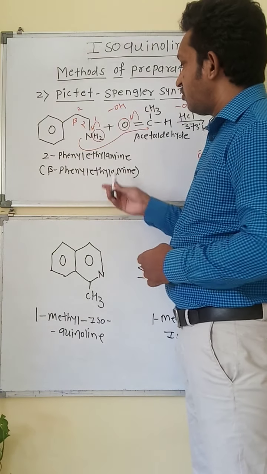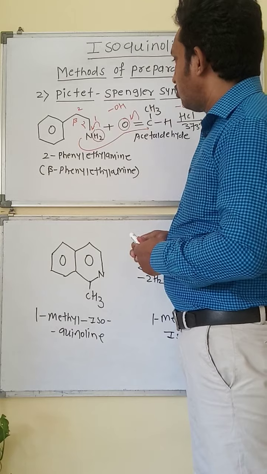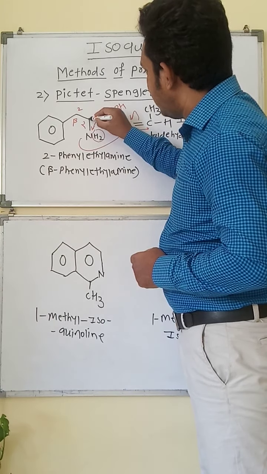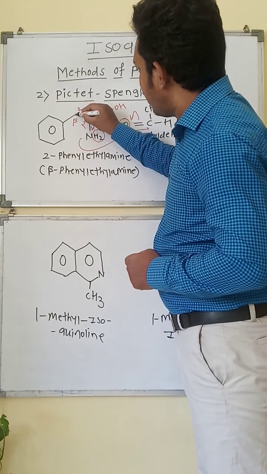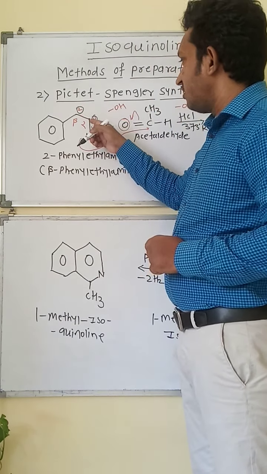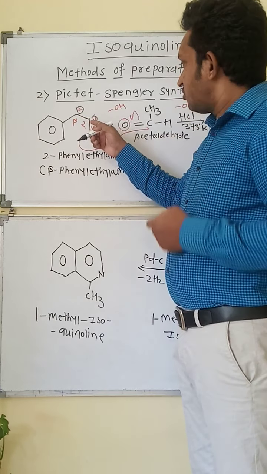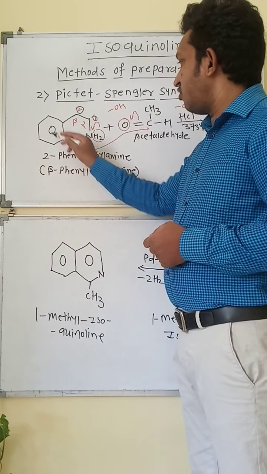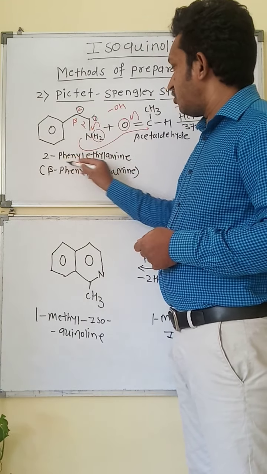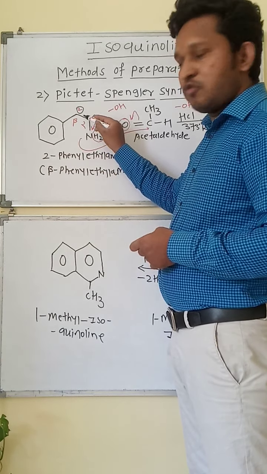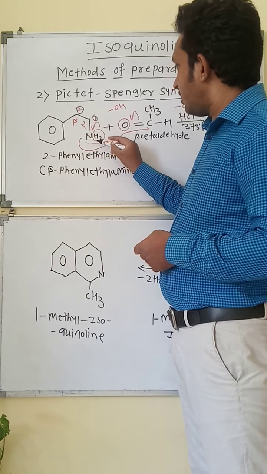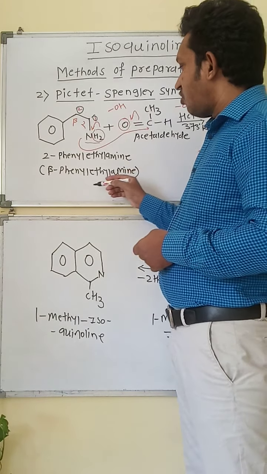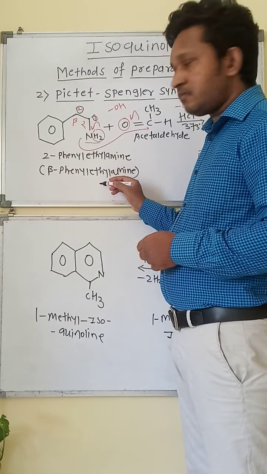Look at the structure of 2-phenylethylamine. 2-phenyl means a phenyl group at the second position. Suppose this carbon is first number, and this carbon is second number of ethane, it is CH2. The second number carbon has the attachment of a phenyl group, which is called the 2-phenyl, this is the ethyl group, and this is the amino group. So it is called 2-phenylethylamine.